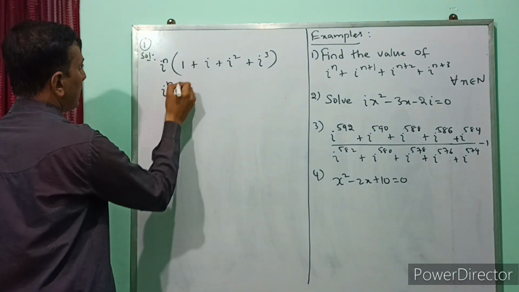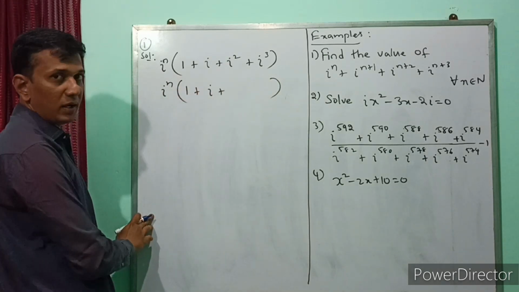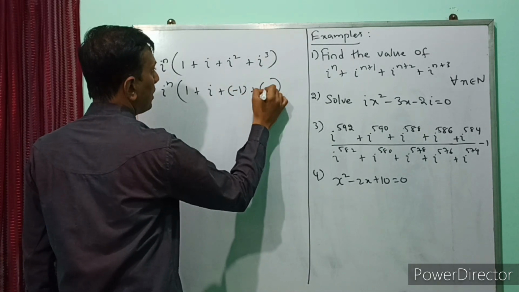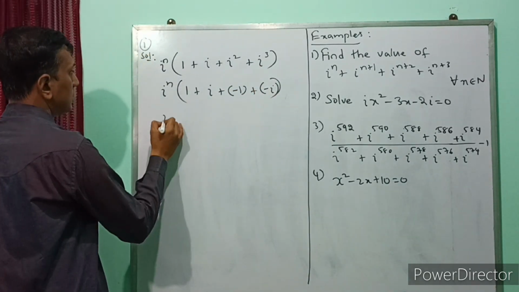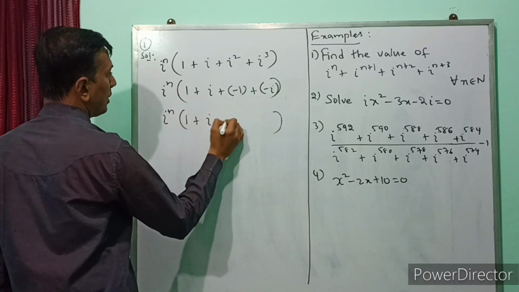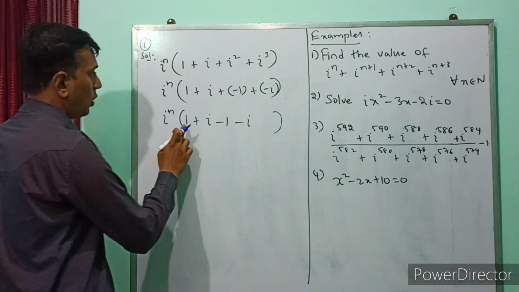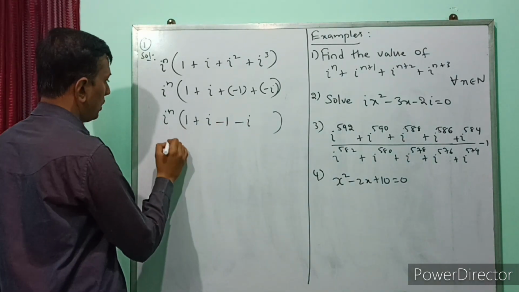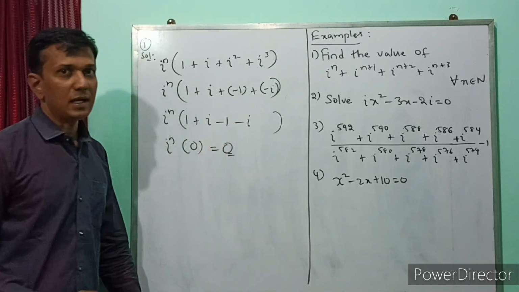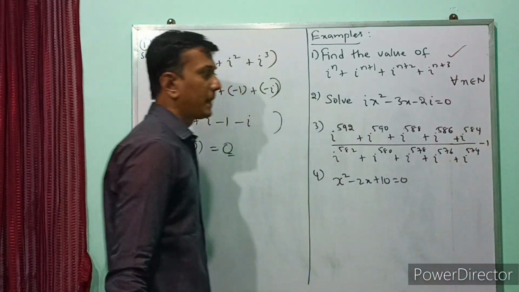Next, i power n into 1 plus i. We know that i square value is minus 1. Here minus i. So i power n, you are going to get 1 plus i minus 1 minus i. So i minus i is 0, 1 minus 1 is 0. So i power n into 0, 0 into anything, 0 is the answer. So this problem has been solved.